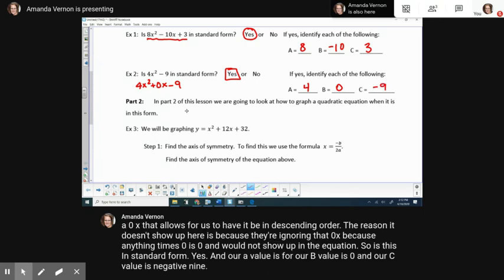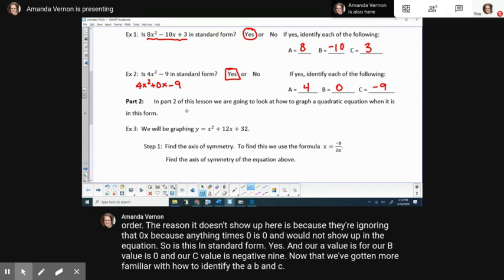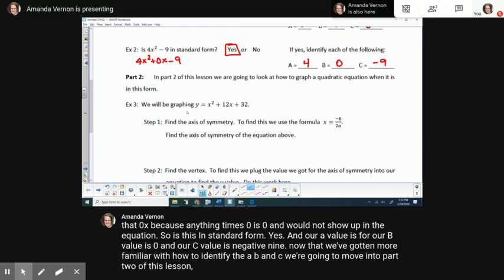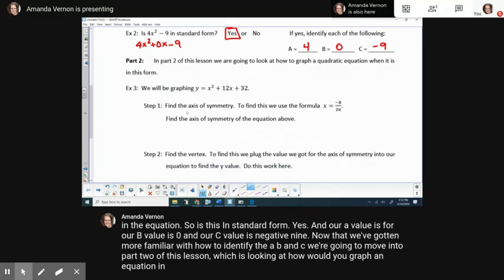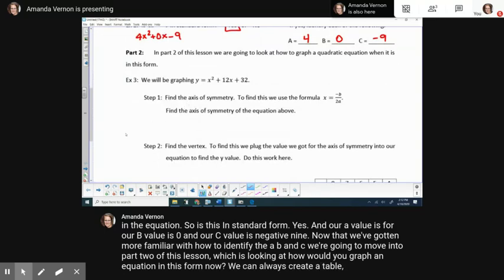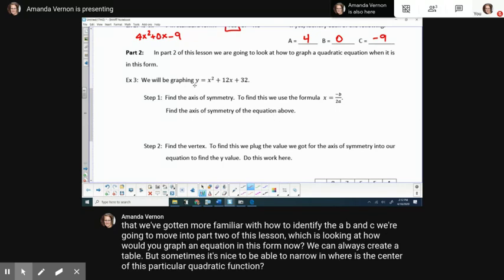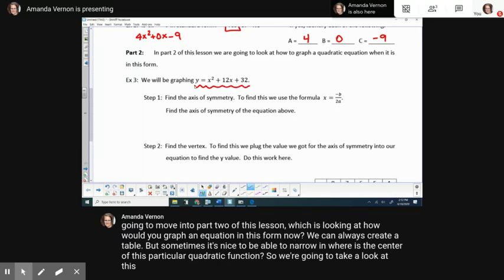Now that we've gotten more familiar with how to identify the a, b, and c, we're going to move into part 2 of this lesson, which is looking at how you would graph an equation in this form. Now, we can always create a table, but sometimes it's nice to be able to narrow in on the center of this particular quadratic function. So we're going to take a look at this equation as we do this.